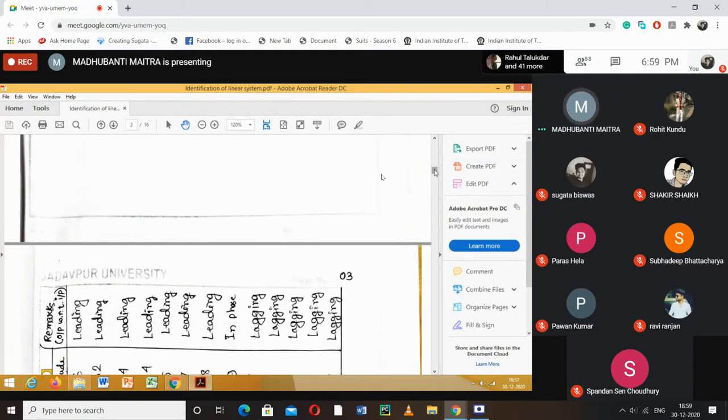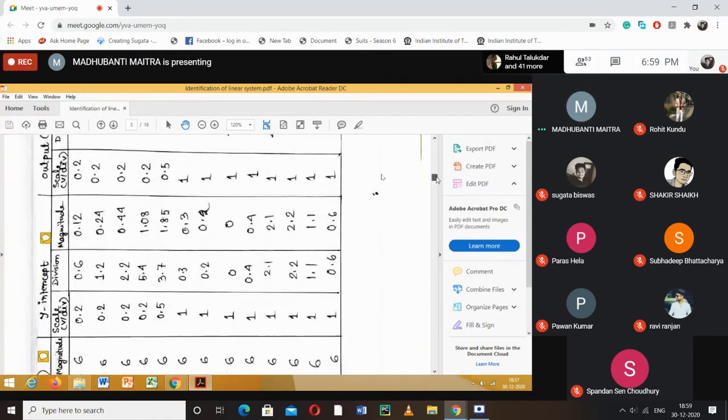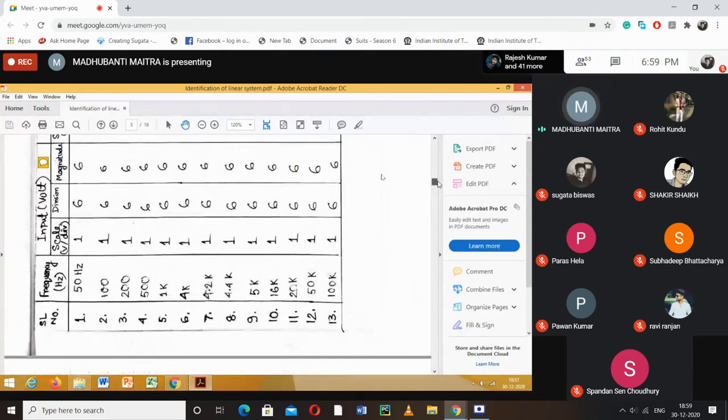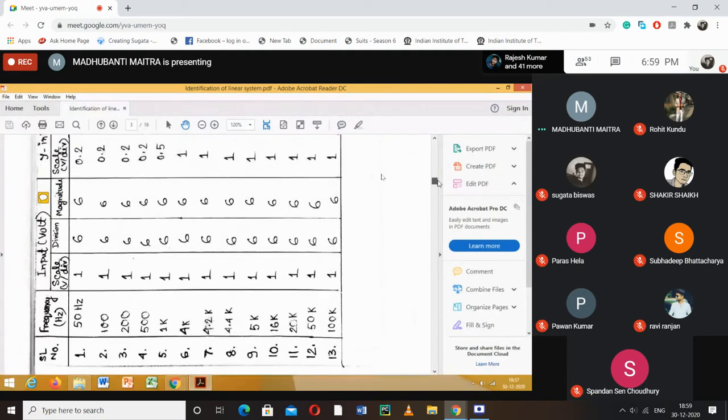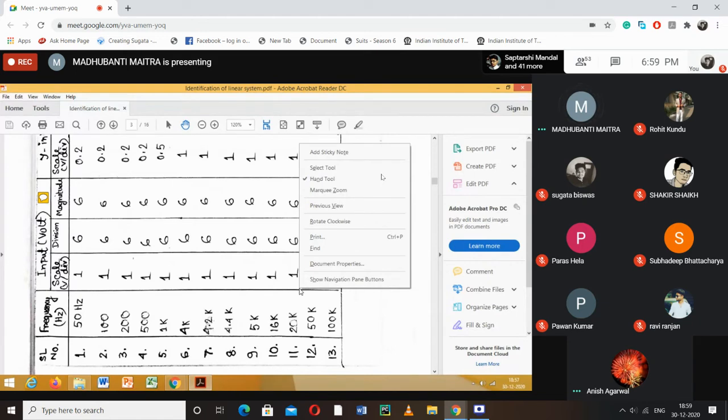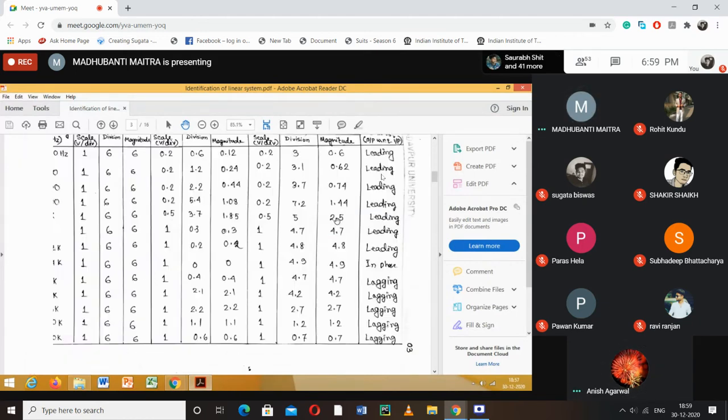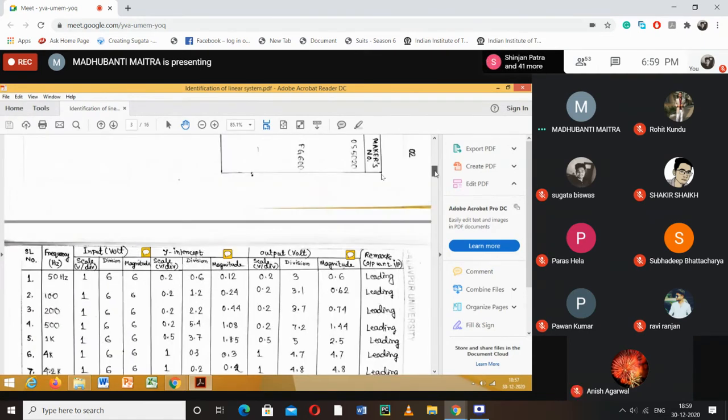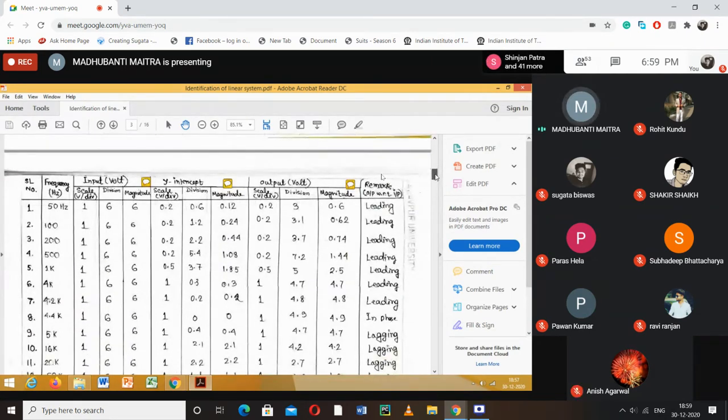Now you'll find a little bit difficult in reading this table. Ma'am, you can rotate the page, ma'am, by right clicking. Now right click on the page, ma'am. Yes, there is option to rotate clockwise. Yes, ma'am. Is it okay? Thank you.